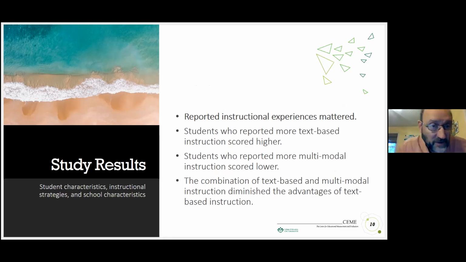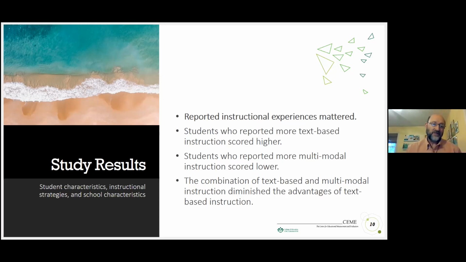How much text-based instruction did the students perceive that they received? And then another score, how much multimodal instruction did they report receiving? In other words, things other than text-based instruction. Students who reported more text-based instruction scored higher. Students who reported more multimodal instruction scored lower.